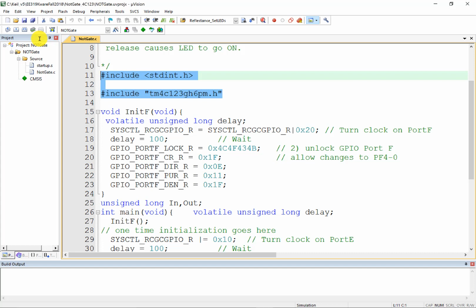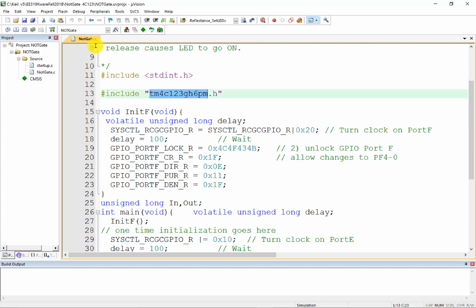Throughout this semester, we're always going to include standard.int. That means in standard.int, it's going to define all those variable types we just had on the slide: uint32, uint16, int32, int16. Those types are defined in the standard ints in here so that we can use them.